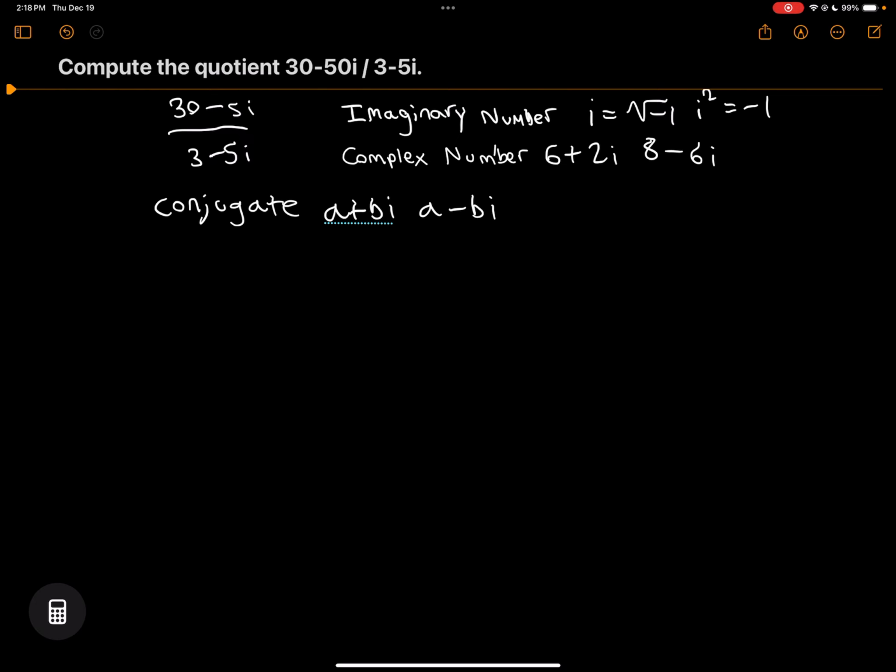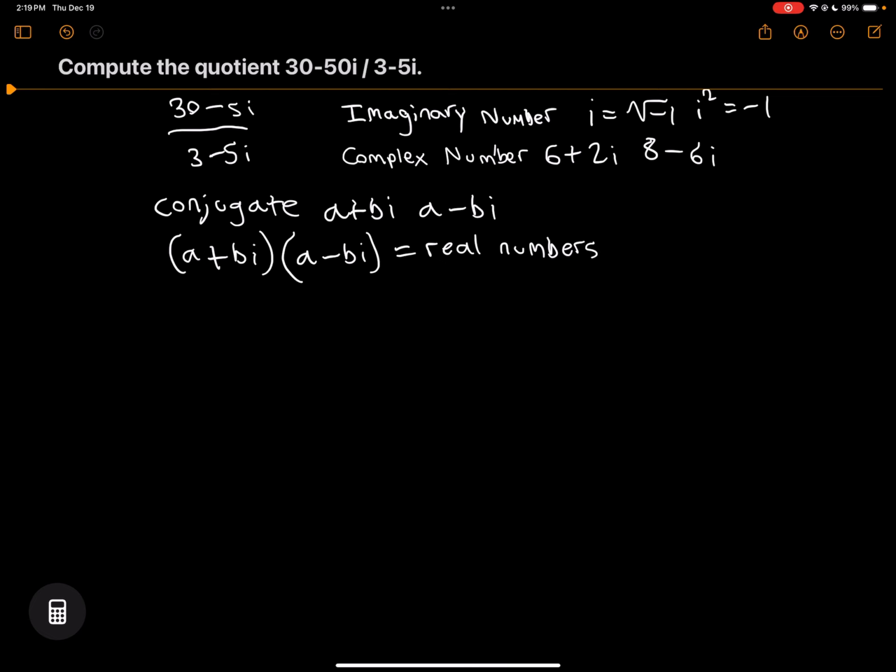So how we're going to use this to solve this problem: an important fact to remember is that when you multiply a complex number by its conjugate, you're always going to get a real number. Here is the full rule stated: a plus bi, that's our original complex number, multiplied by the conjugate of that, a minus bi, you're always going to get a real number out of that product. That's a very important fact for solving these sorts of problems.